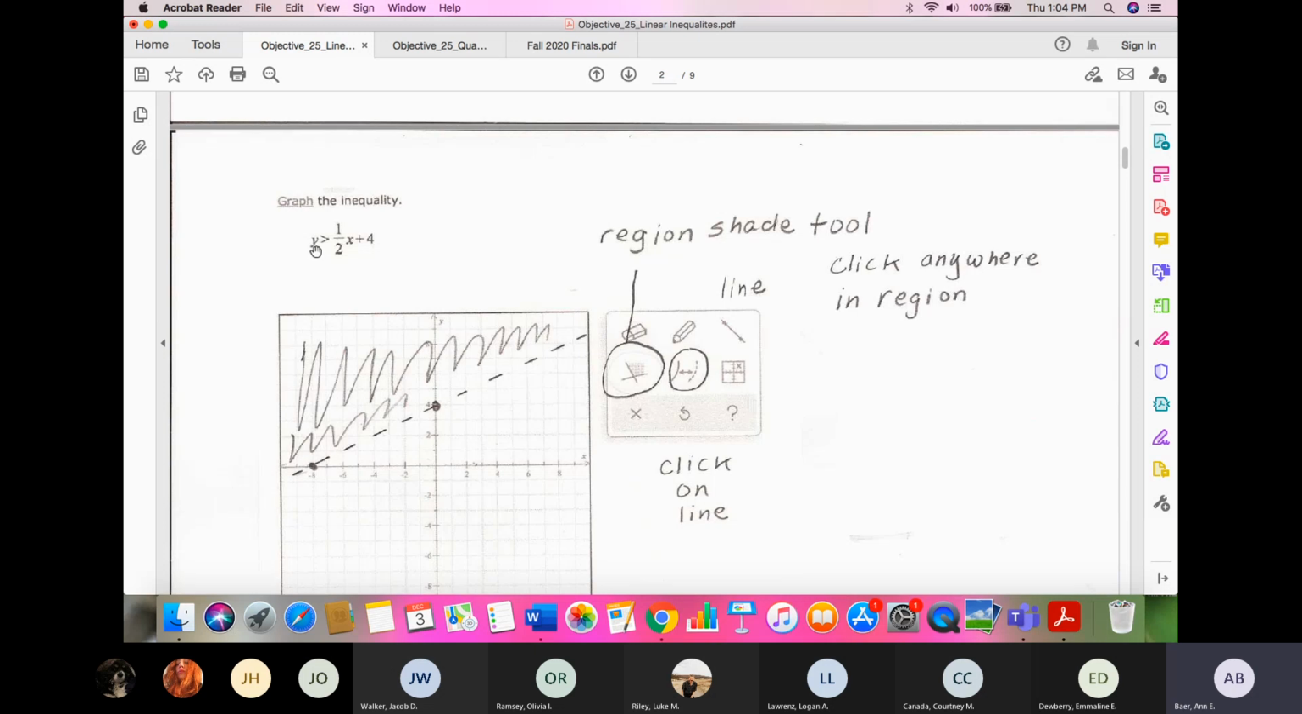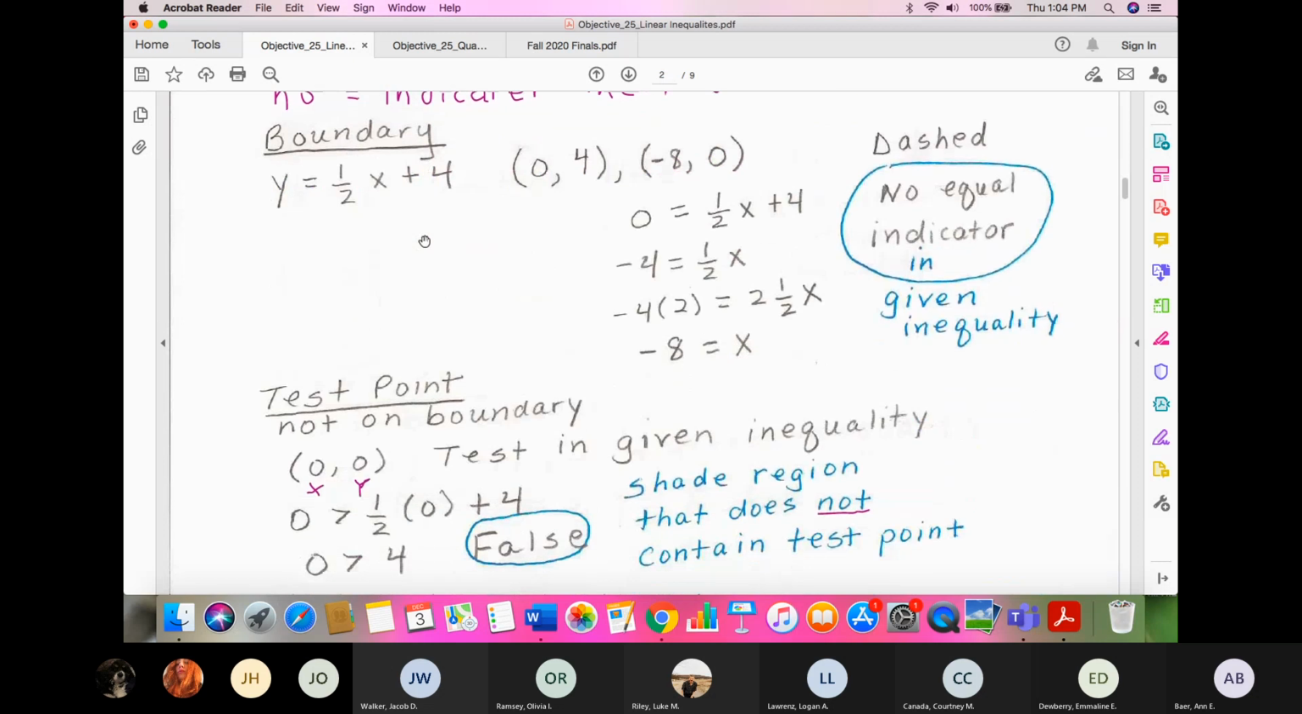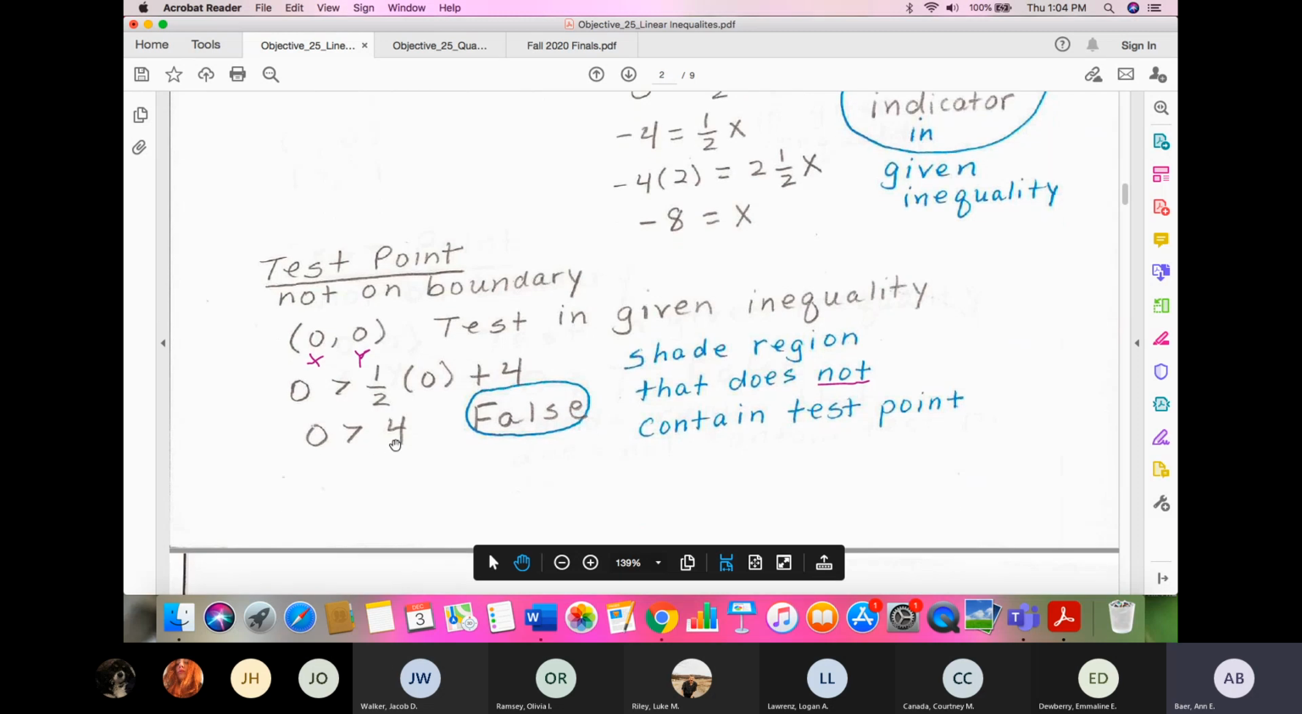So we plug in 0 for x and 0 for y, and get 0 is greater than 1/2 times 0 plus 4. Now if we figure out what this is, we've got 0 on this side, is greater than 1/2 times 0, which is 0, since any number times 0 is 0, plus 4 just gives us 4. 0 greater than 4 is a false statement.